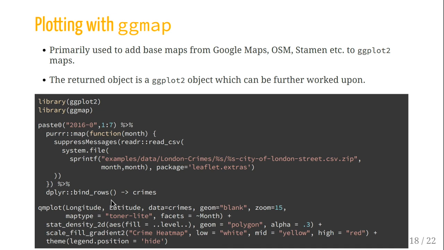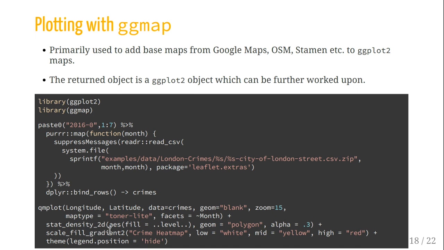So this is the code for ggmap. Forget about this part. That's just data preparation. I'm taking all the crime incidents reported in London from 2016-01, January to July. And now I'm going to make heat maps out of that crime data. And again, this is going to be a faceted heat map. So I have ggmap and I call qmplot instead of that whole ggplot2 thing. And as you can see, it's not much. I just add some density for the heat map and the color scheme and this thing.